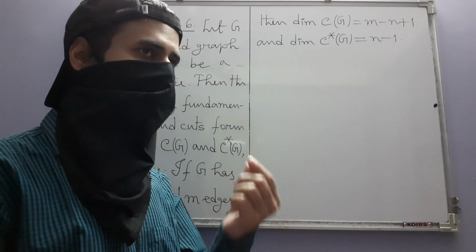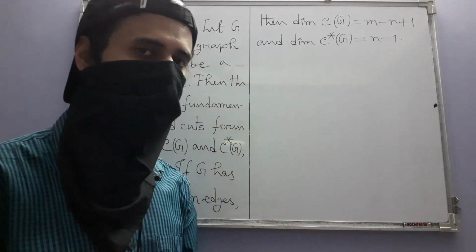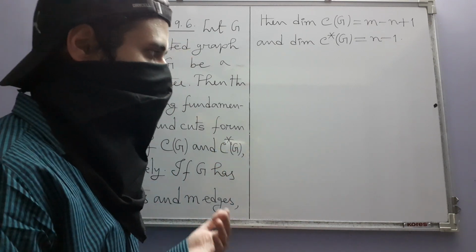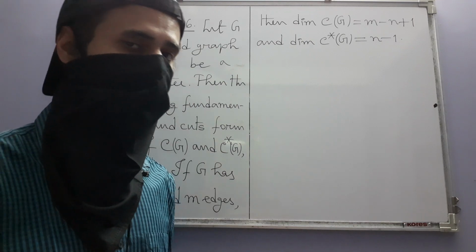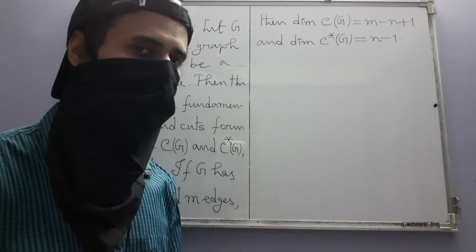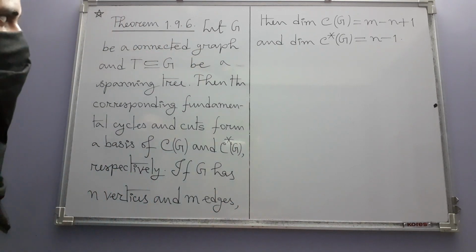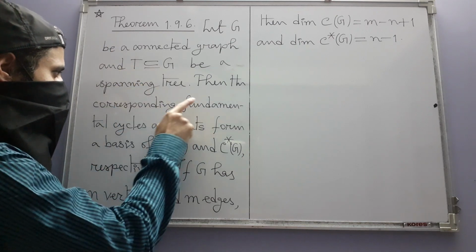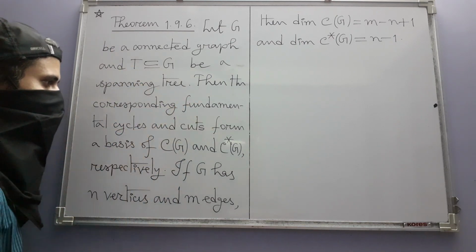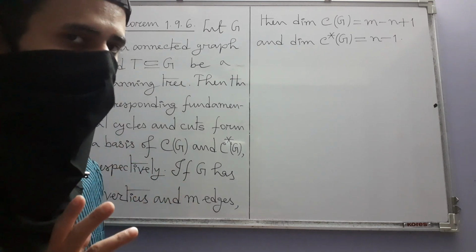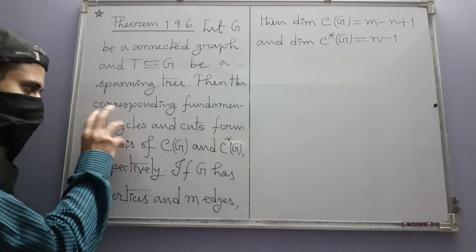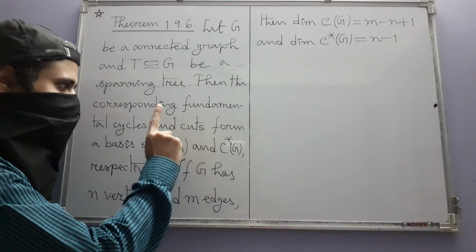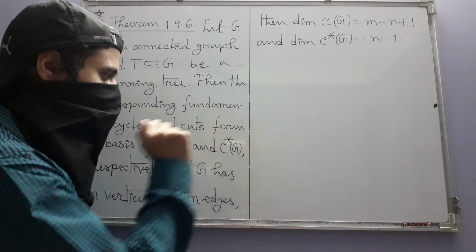If you choose some specific vertex in such a connected graph and then you try to find a spanning tree, you can then find a rooted spanning tree with that vertex as its root. But anyway, you will find a spanning tree. Now, corresponding to this spanning tree, there will be fundamental cycles and fundamental cuts of the graph. And these fundamental cycles will form a basis of the cycle space of the graph, and the fundamental cuts will form a basis of the cut space of the graph.